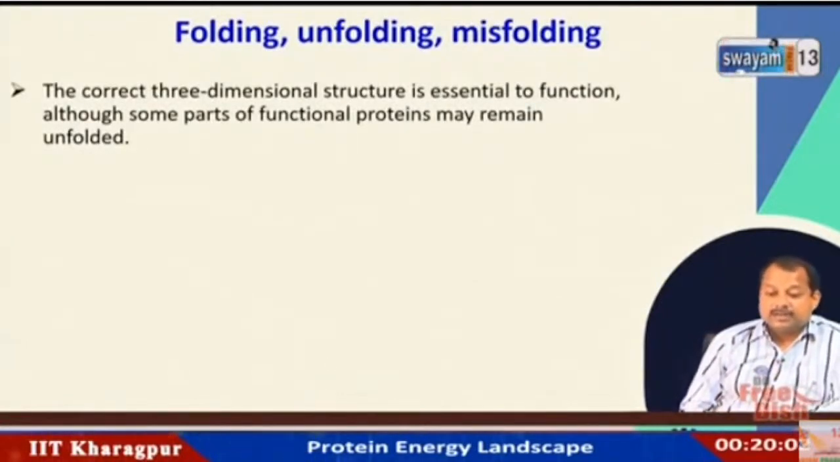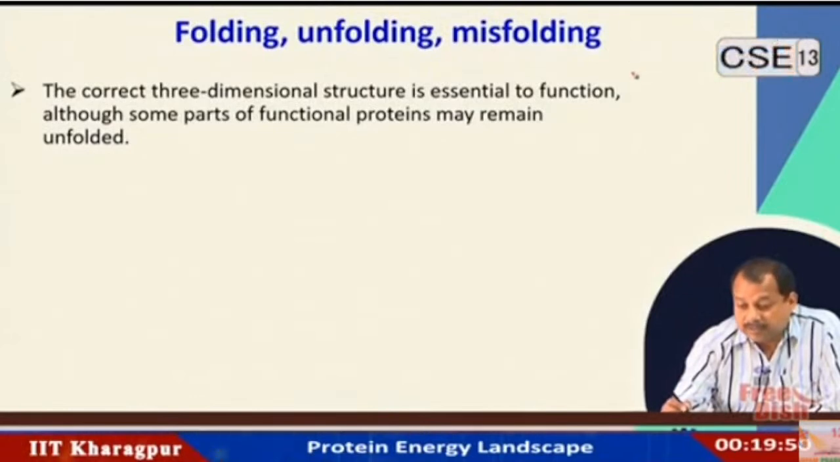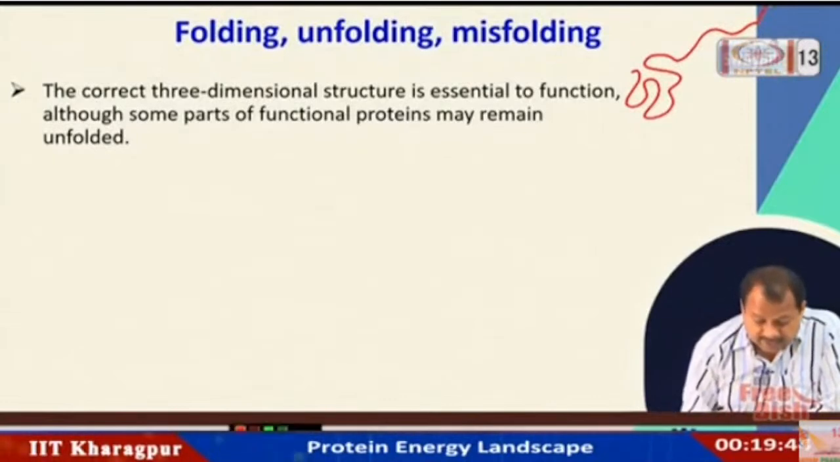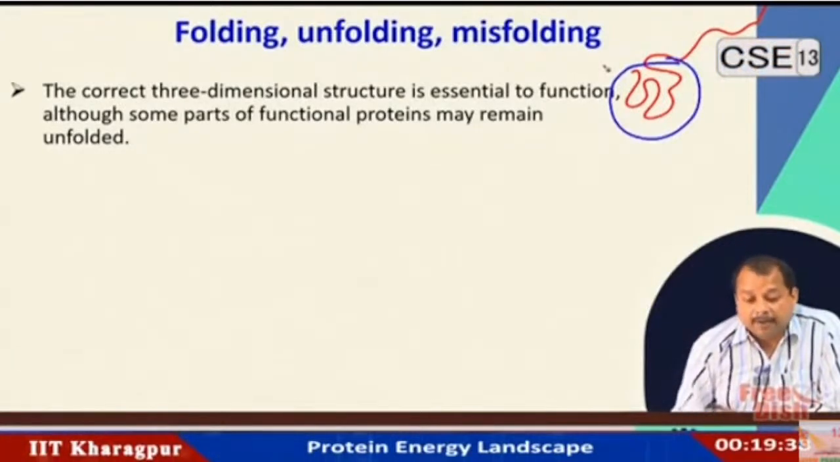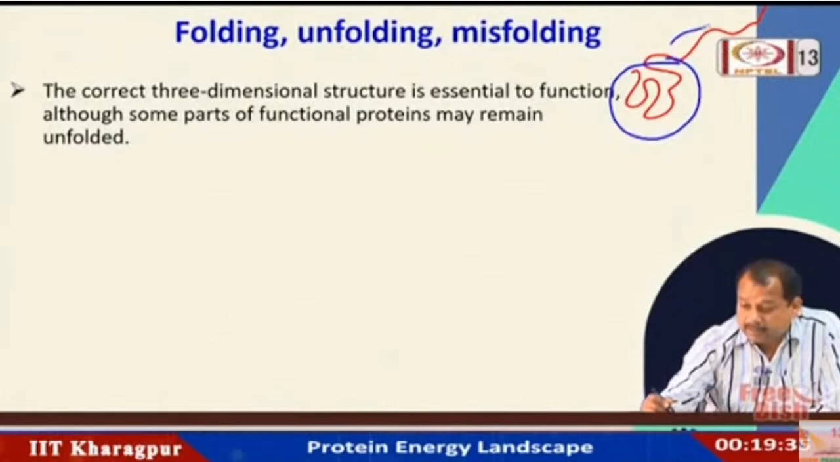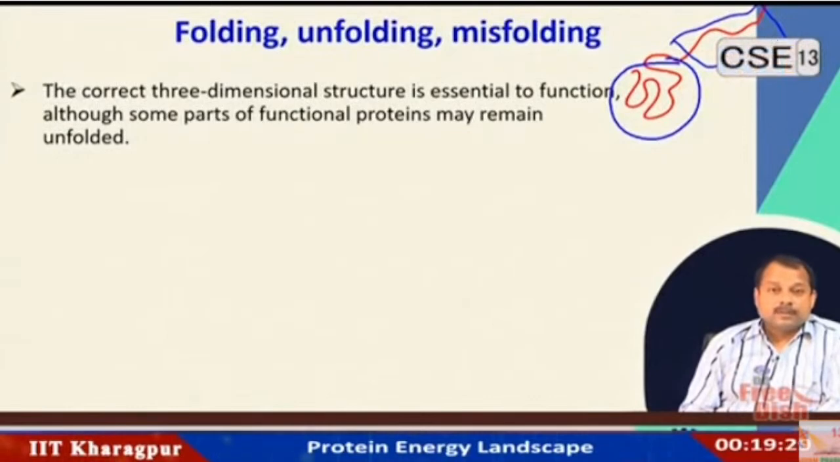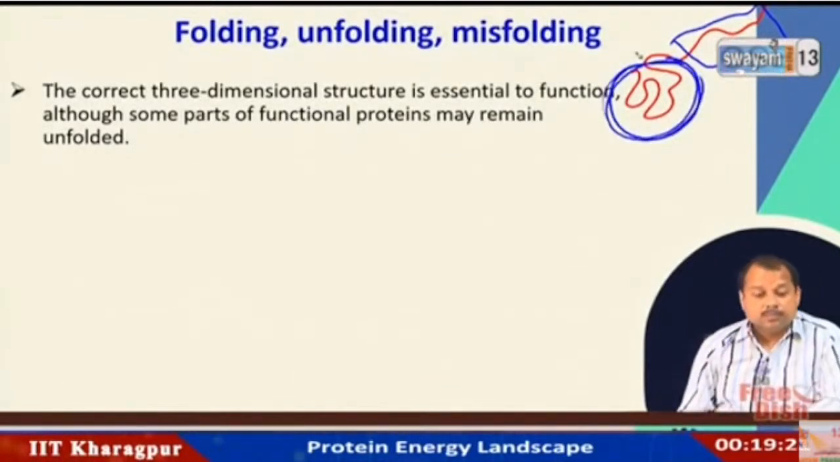The correct 3-dimensional structure is essential to function, although some parts of functional proteins may remain unfolded. This is one unique situation which can be found in proteins. Say it is assuming one structure like this. Now, you see that this region is folded, but this part is not folded. That may be possible, okay? But the function will then correspond to this one.